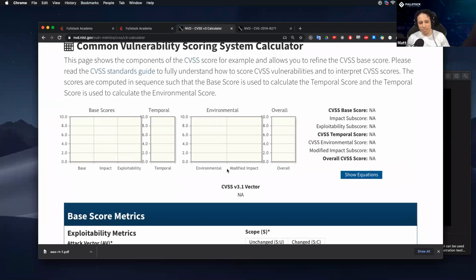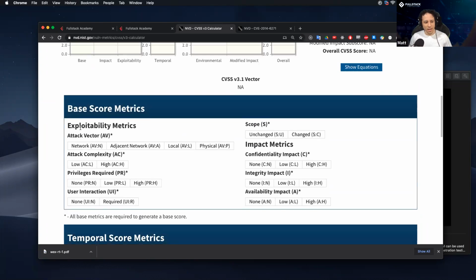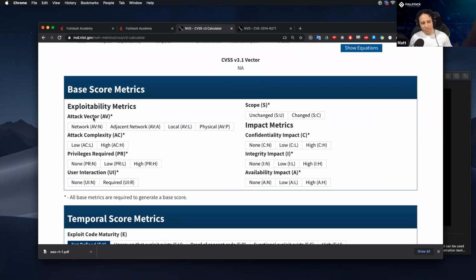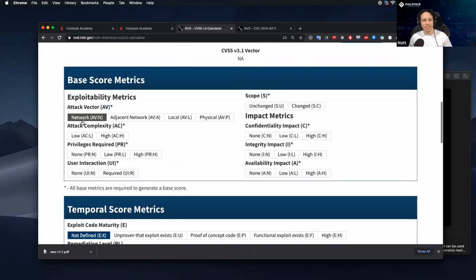Here, there's some environmental factors that are considered as well. Like, are there other services on this machine? Is it connected to other things? All sorts of things like this. And you could take a look here, right? So here are the exploitability metrics.